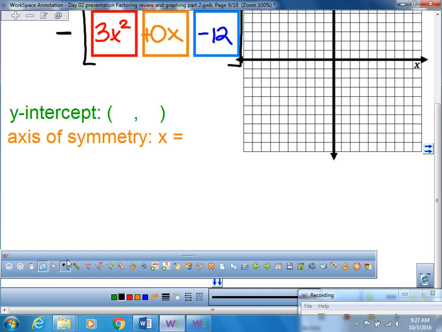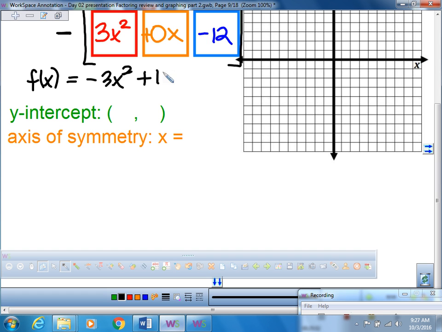Now I'm going to distribute that negative to get my standard form. Was it f of x? I don't remember. Equals negative 3x squared. I don't even have to worry about that because those cancel each other out. And I have negative times negative is a +12. There's my standard form.